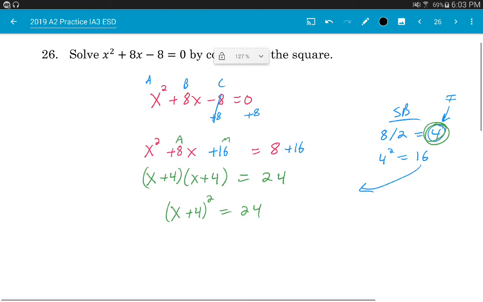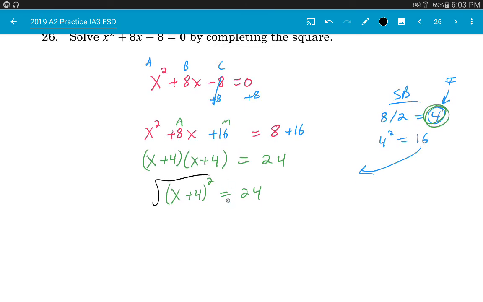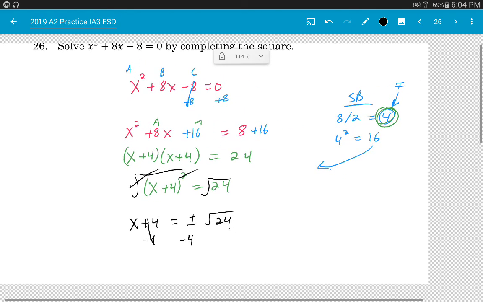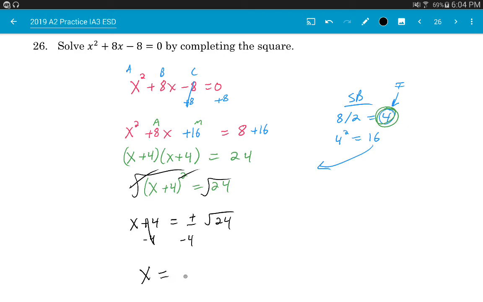X plus 4, that's the same thing as saying x plus 4 squared equals 24. I want to solve for x, so I'm going to get rid of the square with a square root. So that tells me x plus 4 is equal to plus or minus the square root of 24. X is almost by itself, so let's subtract this 4 out of here, and we'll subtract it on this side too. We're going to get that x is equal to negative 4 plus or minus the square root of 24.